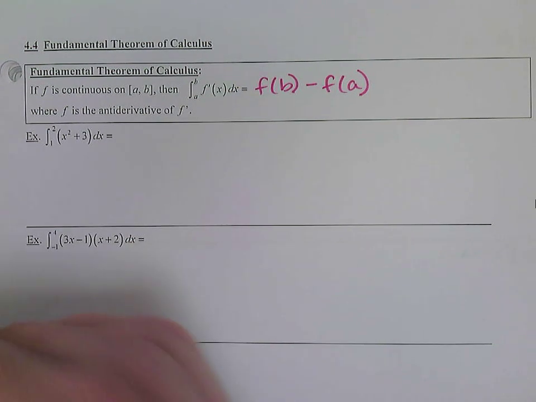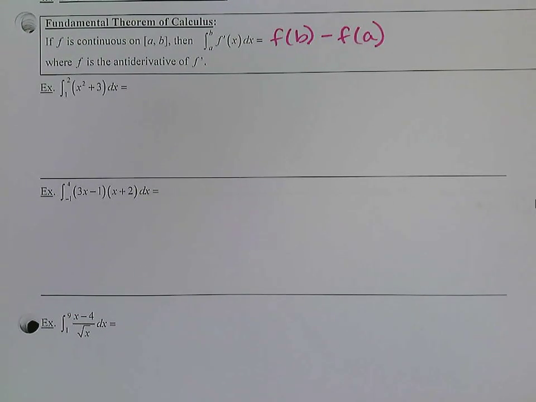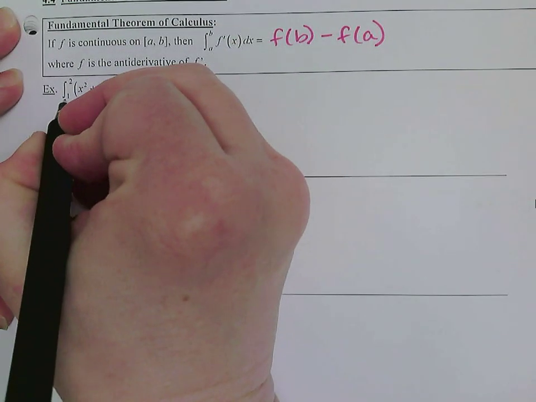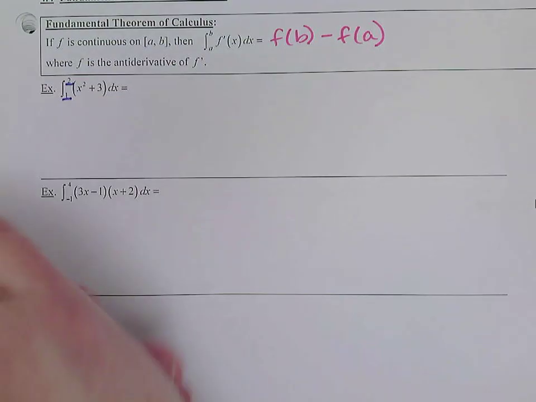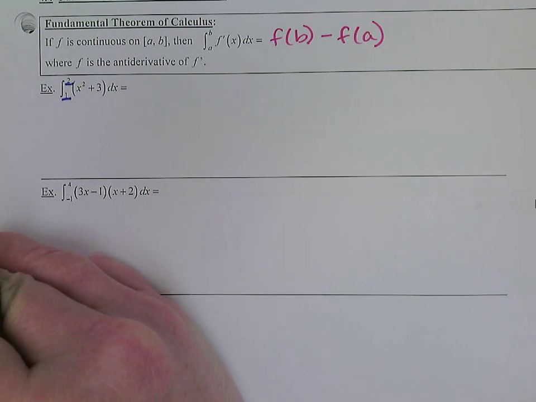Okay, let's see what that looks like. We want to integrate x squared plus 3, but now we have these bounds. We're going to do that from x equals 1 to x equals 2. In other words, we're taking the graph of x squared plus 3, and we're finding the area between that graph and the x-axis from x equals 1 to x equals 2.